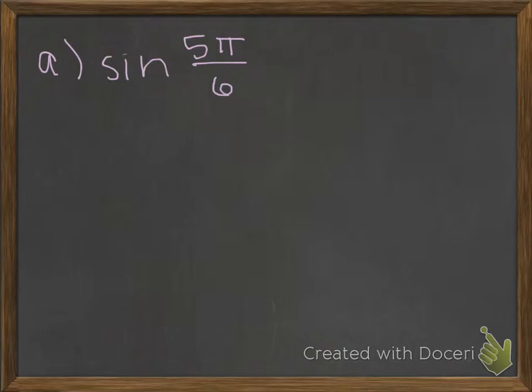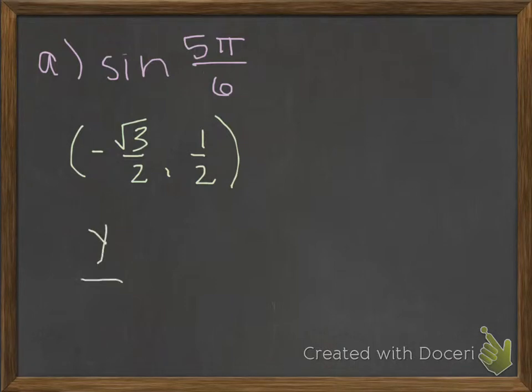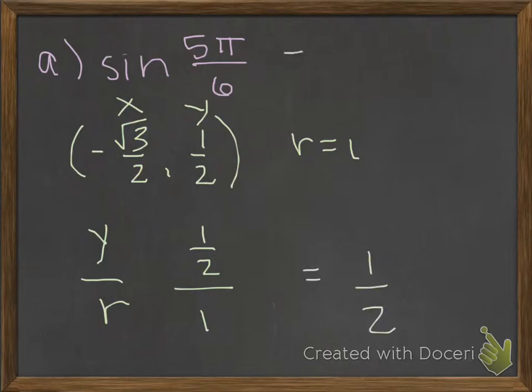But based on the diagram, you can determine that 5 pi over 6 goes with the coordinate of negative root 3 over 2 and a half. And then to find your sine, sine is y over r. And remember, this is x, this is y, and the radius is 1. So when I go to set this up, I have 1/2 divided by 1, and anything divided by 1 is just a half. So sine of 5 pi over 6 is a half. And that's all you have to do.